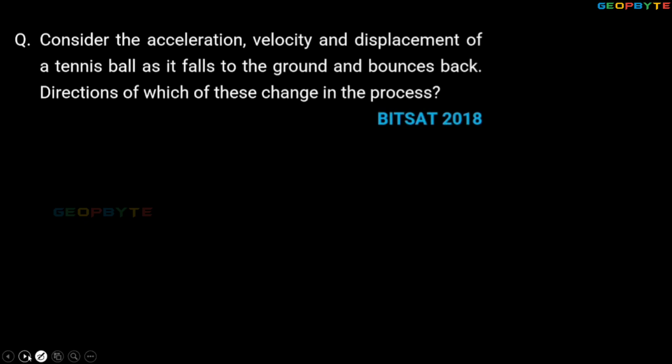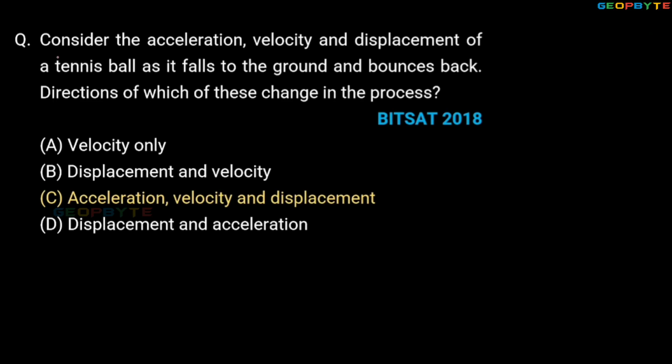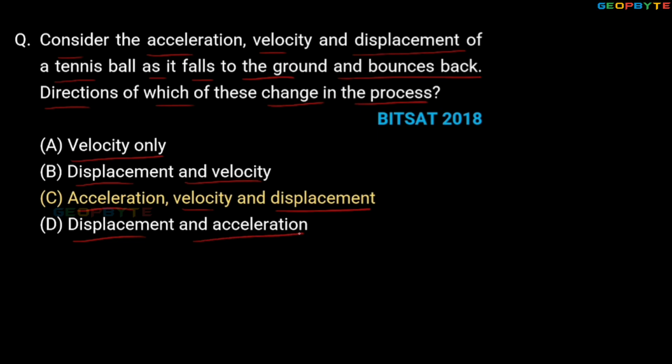Similarly, let us take another important problem. Look at the screen. It is asking like this: Consider the acceleration, velocity and displacement of a tennis ball as it falls to the ground and bounces back. Direction of which of these change in the process? Option A, velocity only. B, displacement and velocity. Option C, acceleration, velocity and displacement. Option D, displacement and acceleration.